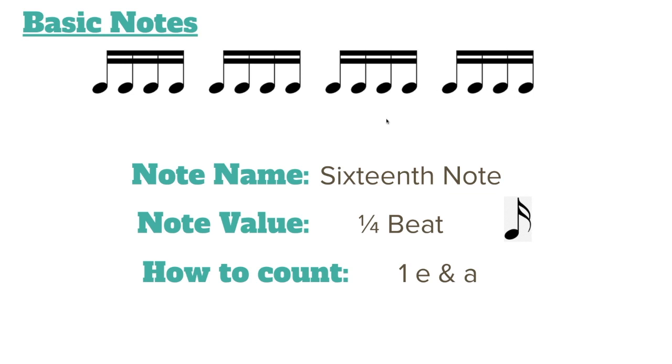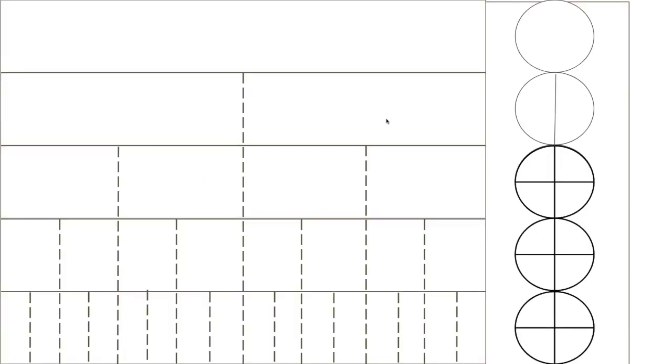Okay? So I'm going to show you how the relationships of these notes work together, because I think it'll help make a little more sense. Like I said, this is our note pyramid here, our biggest note on top, our whole note. It takes up the whole circle, right? So we count that 1, 2, 3, 4.